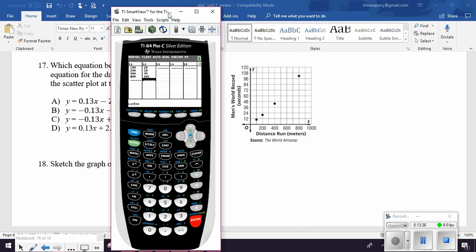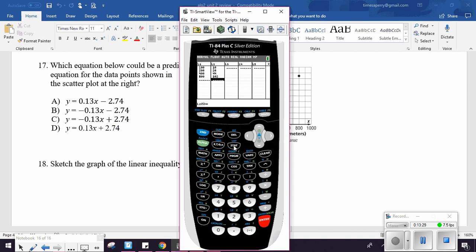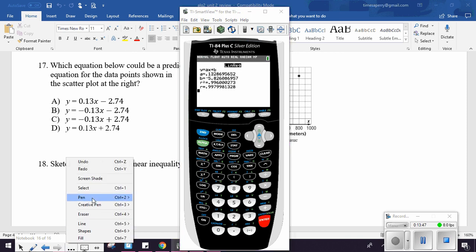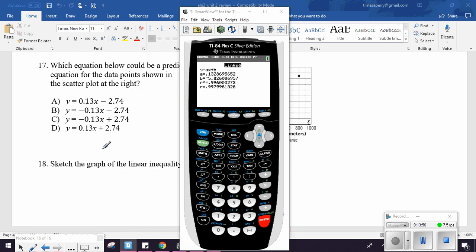Now that I have the data in my list, I'll run the regression by going back to stat, calc, linear regression, and enter, enter, enter, enter, calculate. So the best equation we have, let's write it down from the calculator. y is equal to 0.13x, which eliminates B and C, and then minus 5.83.